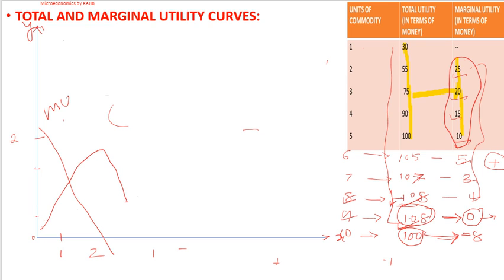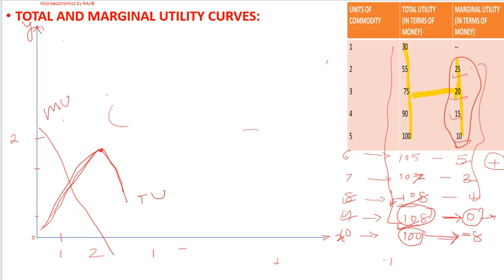This is the type, total utility (TU). Here the relationship is also shown. Total utility is increasing till this point. And here, marginal utility, what happens? It's diminishing, but diminishing at a positive rate. That means the diminishing rate is positive, not negative.